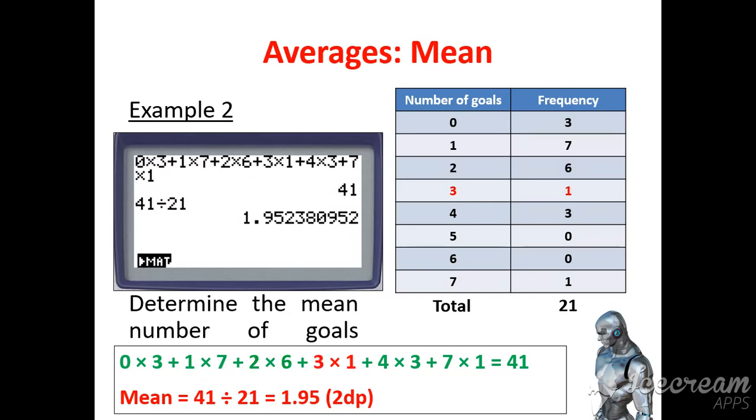3 times 1, because there was 1 time we scored 3 goals. 4 times 3, because there were 3 times we scored 4 goals. And 7 times 1, because there was 1 time we scored 7 goals. If I do it this way, I still get my total of 41, and then I can divide it by the 21 to get my mean of 1.95. And that's a slightly quicker way to be able to handle finding the mean from a frequency table.